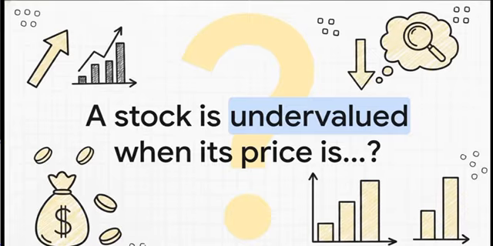Practice question 1. A stock is undervalued when A. Price is greater than intrinsic value. B. Price equals intrinsic value. C. Price is less than intrinsic value. Or D. Earnings are low. Take a quick second to think. Got it? The answer is C. A stock is undervalued when its market price is less than its intrinsic value. Remember, you want to buy when the price is lower than the company's true worth.